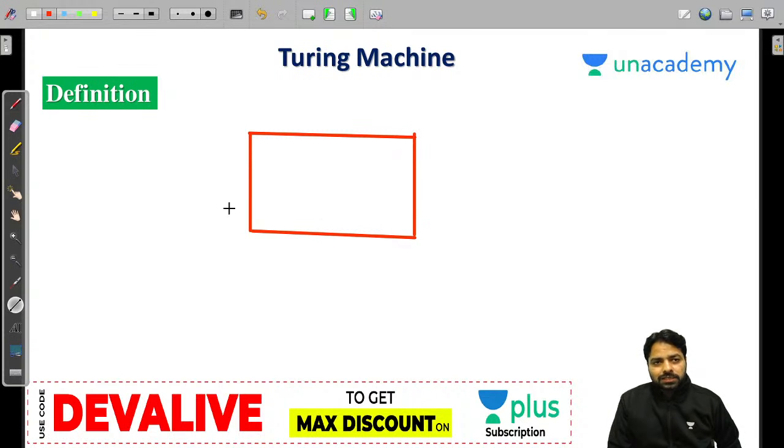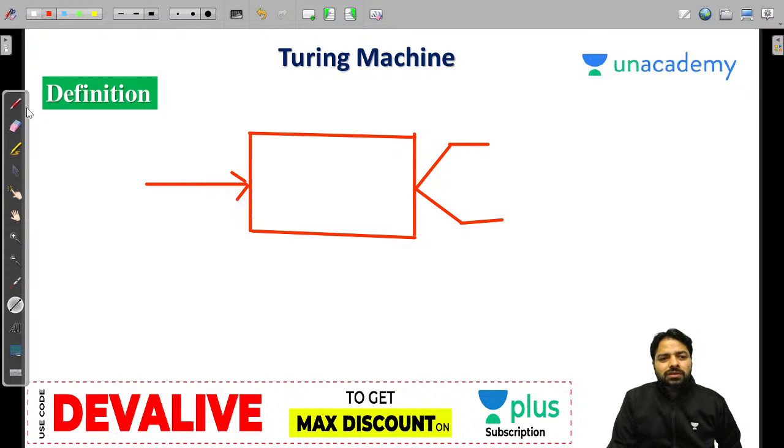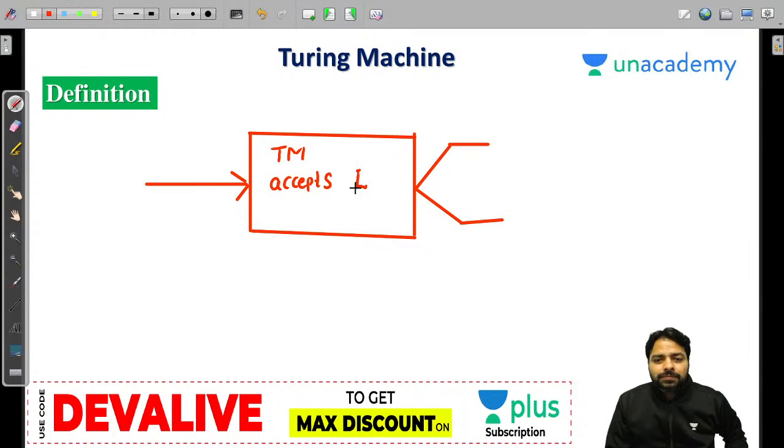I am writing here, guys. Theoretically it is. I am assuming this is some Turing machine. This is some Turing machine. This accepts some language, let's say L. Accepts some language L.